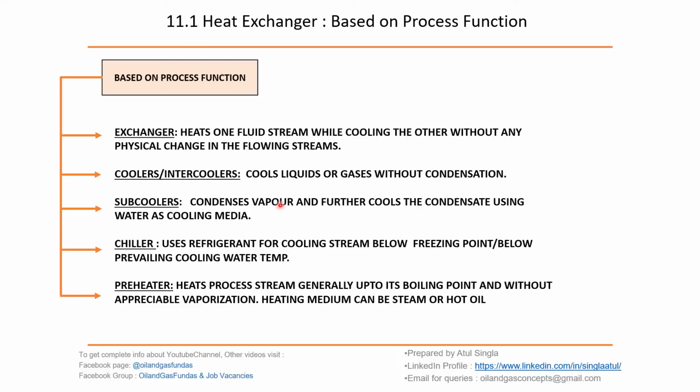Subcooler condenses vapor and further cools the condensate using water as cooling media. Once we are cooling it here, then again we are using, so those are subcoolers. Chiller, where we are using refrigerant as a cooling medium and we are freezing where freezing point or below prevailing cooling water temperature. So this is the basic thing which we are using in chillers. Preheater heats process stream generally up to its boiling point. So this is the catch here. Based on this criteria, these are called preheaters.